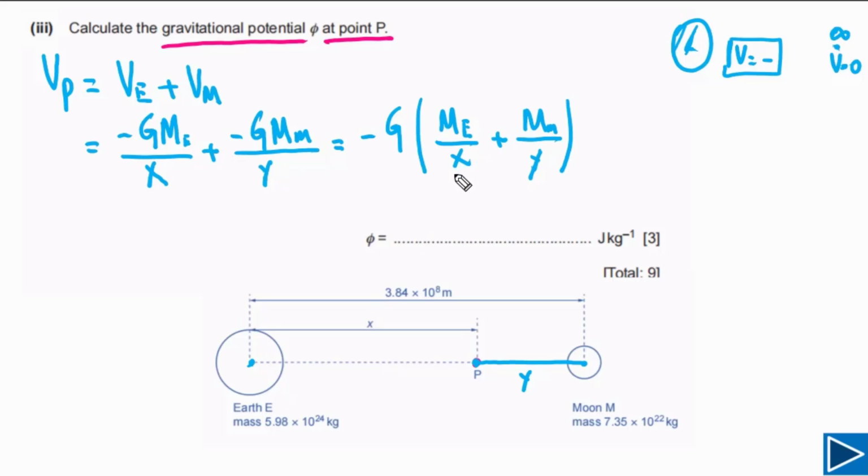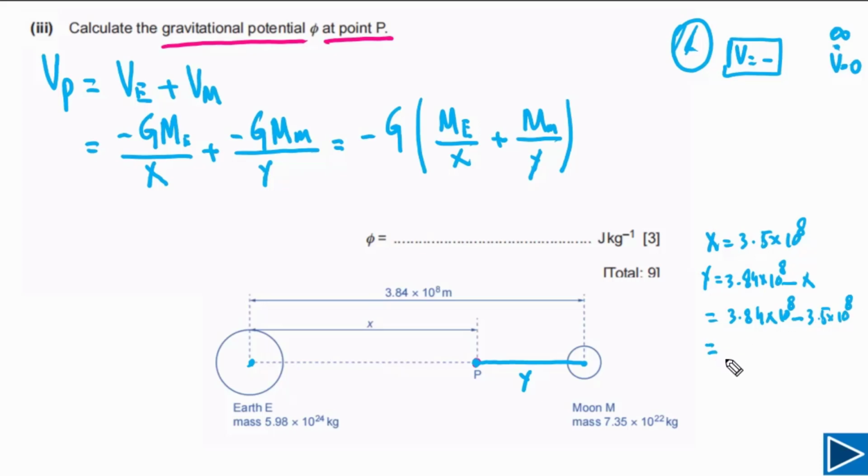Now we need to understand x we have already found. So let me write down the values of x. x we have found was equal to 3.5 times 10 to the 8. And y will be equal to 3.84 times 10 to the 8 minus x. Now you can write down the value of x. So we can say this is 10 to the 8 minus x. The value of x is 3.5 times 10 to the 8.